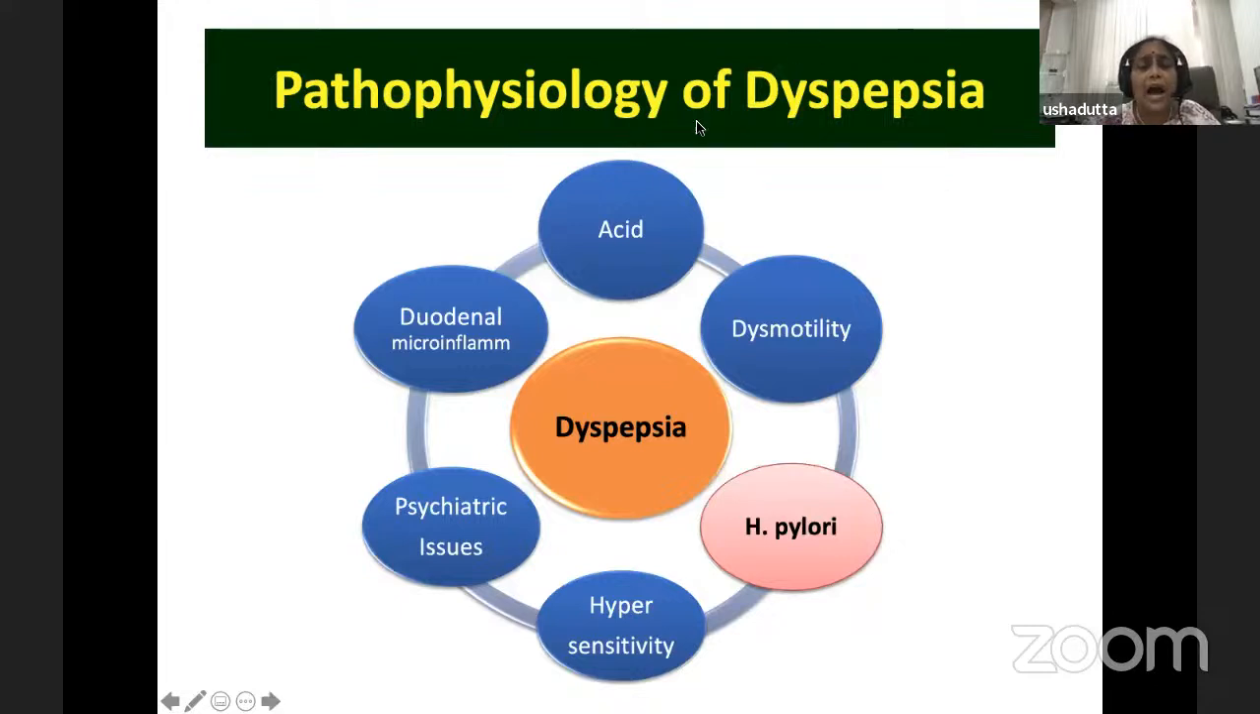Among various causes of dyspepsia, in the pathophysiology, H. pylori is the most dominant. Apart from that, H. pylori itself can result in dysmotility, or dysmotility can be independent; acid, pepsin, duodenal microinflammation, psychiatric issues, and hypersensitivity all go hand in hand in causation of dyspepsia. What we can easily do is work on the H. pylori, work on the diet, and give reassurance to the patient. These things help in management of dyspepsia also.